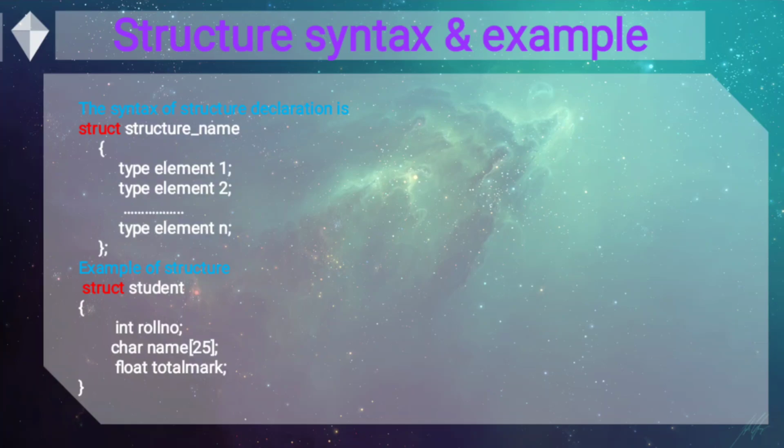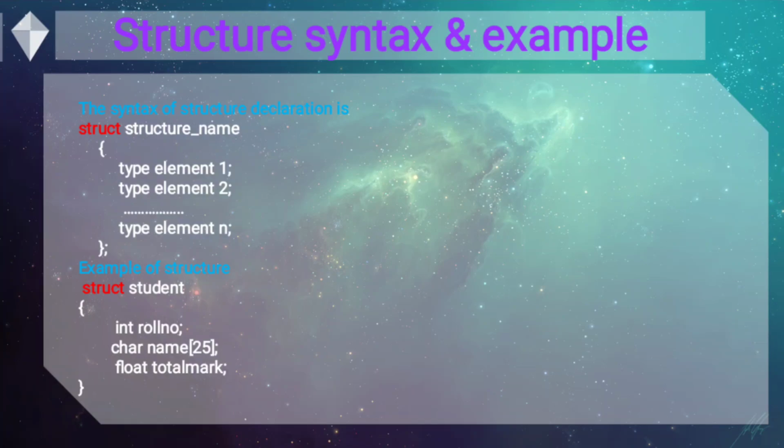Student. Student is a structure name, and then opening braces. The program starts from there. Then int roll number. Int means data type, and roll number means key element or value. Char is a data type too. Int means integer, which stores the whole number. Char is a character, which stores the alphabets.